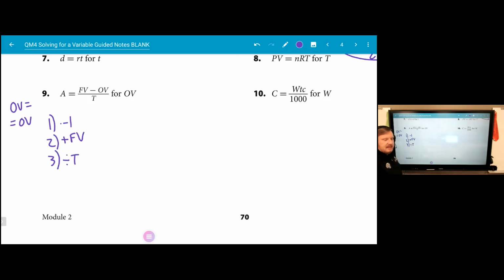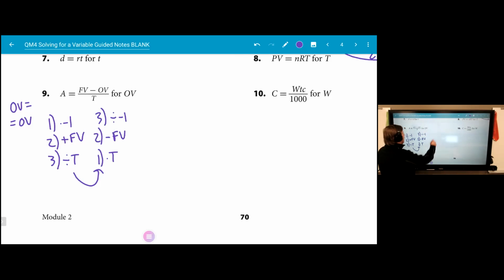So how can I do this? Well, do these steps in the inverse order, right? Inverse steps in the opposite order. The last thing I did was divide by T. The first thing I should undo would be to multiply both sides by T. Then I should subtract FV. And then I should divide or multiply by -1 because it's just 1. So let's go ahead and do that.